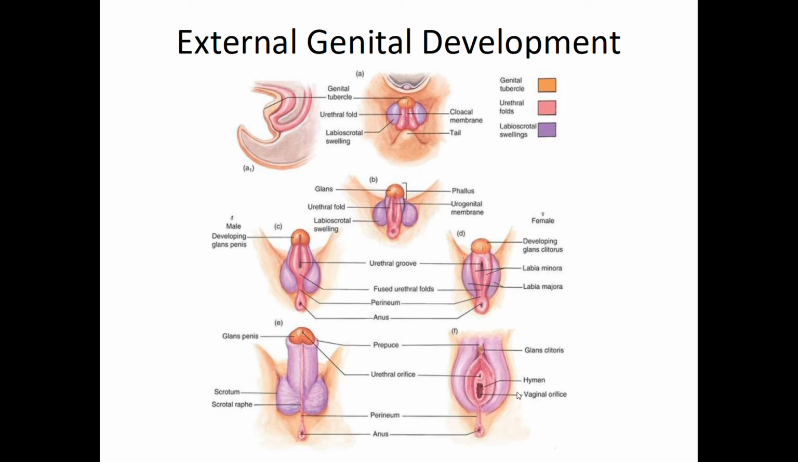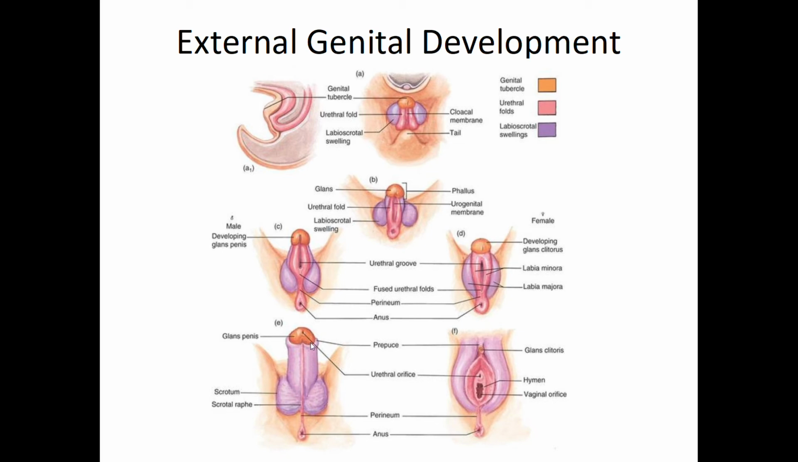We'll talk about more. And then you have the urethral fold, which in the male is going to close up and form around the penis here, and in the female will remain open and form the labia minora, the inner labia surrounding this. Then we have the labioscrotal swelling. So the labioscrotal swelling in the male will then form the scrotum and close up over this base. And then you have the scrotal raphe, which is the line down the middle of that closure.